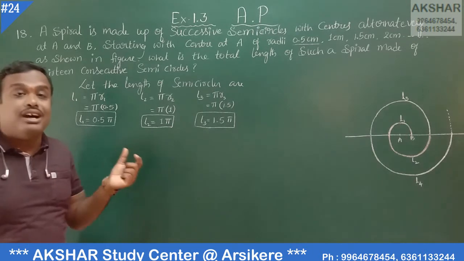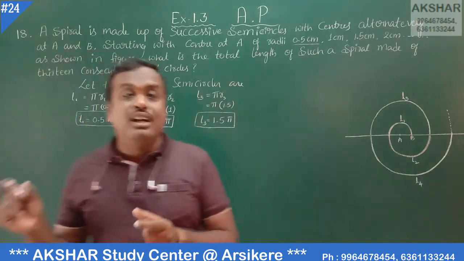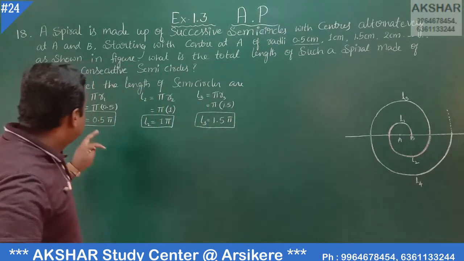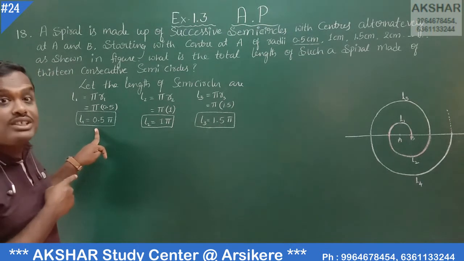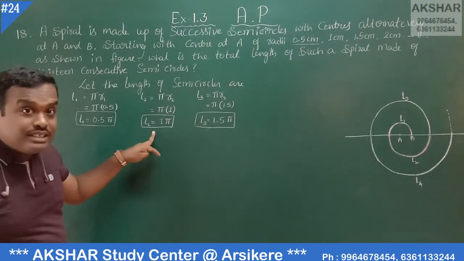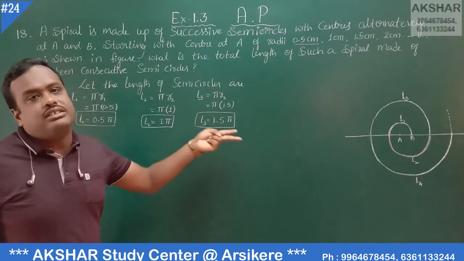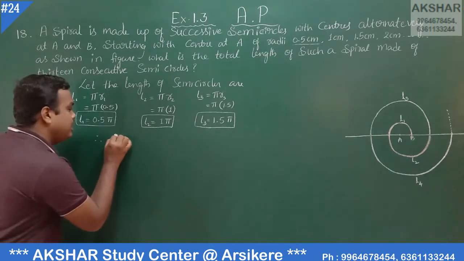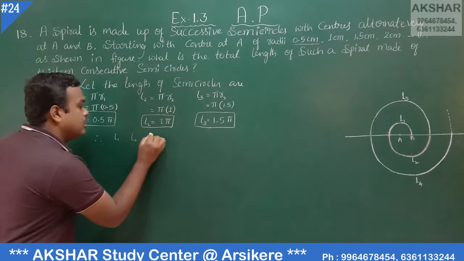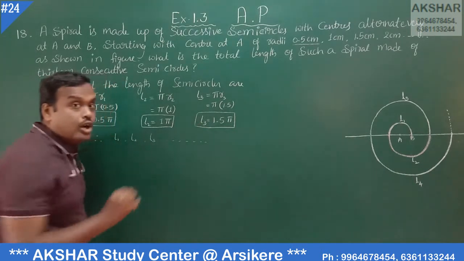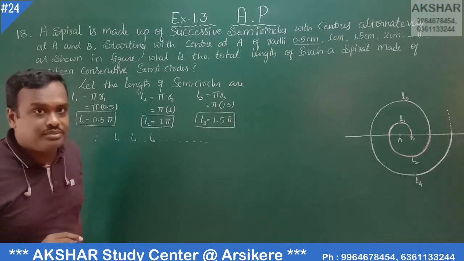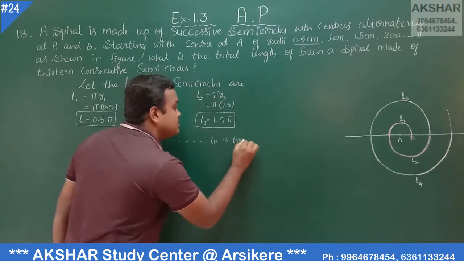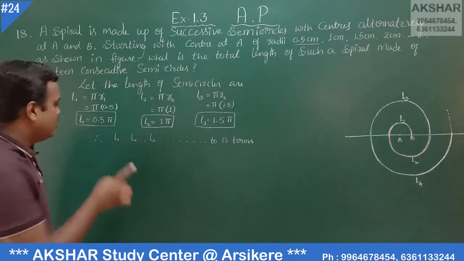Now I am going to form an arithmetic progression by using the length or the circumference of each and every semicircle. I consider the first semicircle length as the first term, the second semicircle length as the second term, the third semicircle length as the third term. Therefore, the required arithmetic progression will be L1, L2, L3, and so on, up to how many semicircles there are: 13 semicircles. Therefore, 13 terms. Clear?